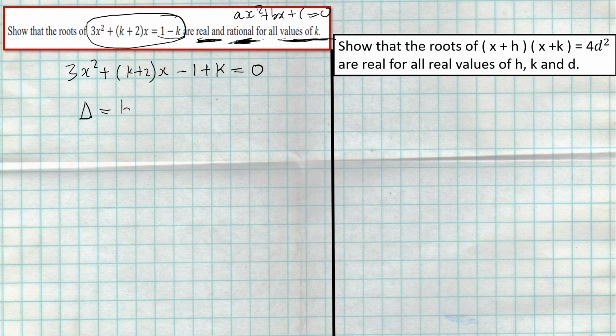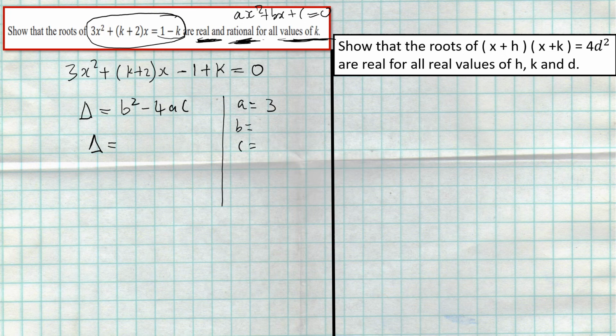Delta formula says b squared minus 4ac. So what is our b? What are a, b, and c? Here's what most students find challenging, but this explanation will really help you to answer this kind of problem. A is anything that is multiplying with x squared. It's the coefficient of x squared.